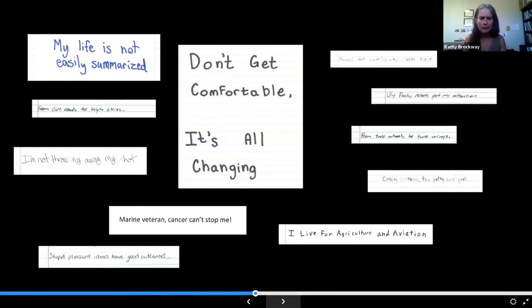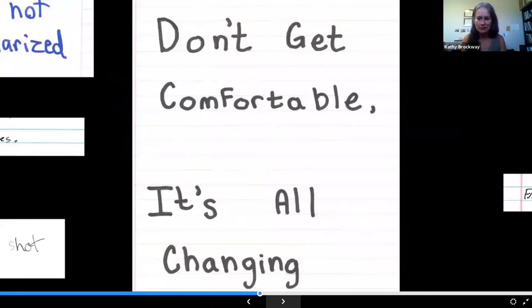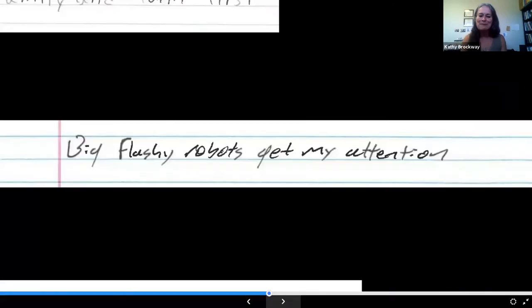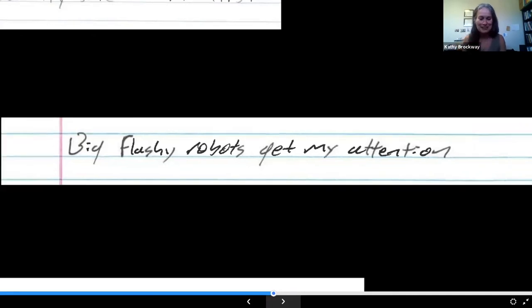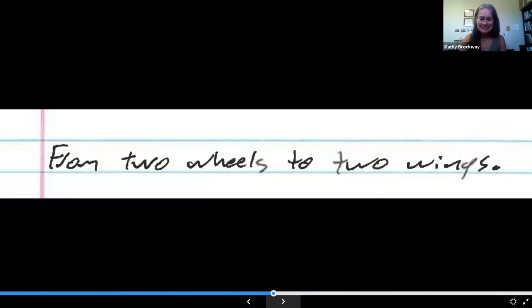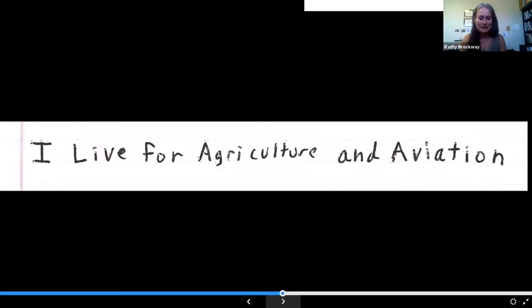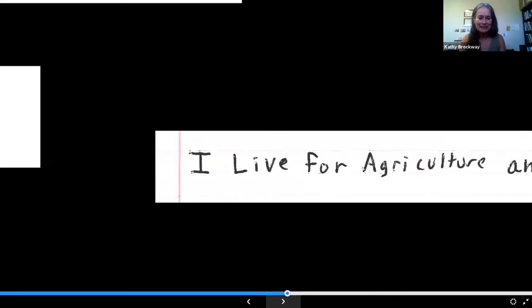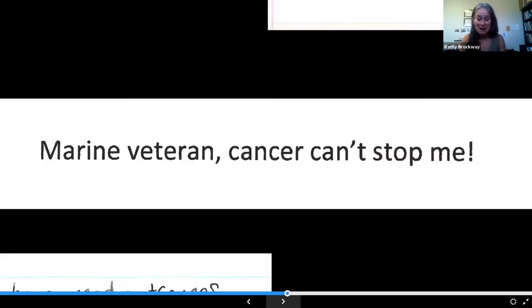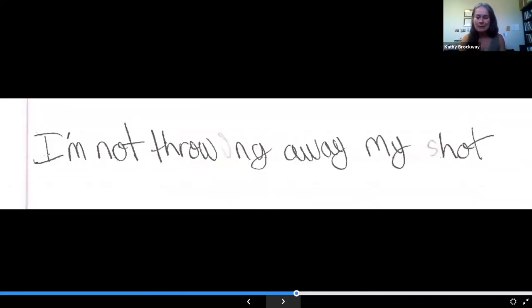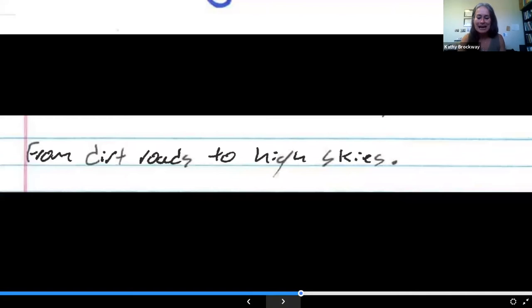So these are handwritten, all except one. Don't get comfortable. It's all changing. Always put family and farm first. Big flashy robots get my attention. We have a robotics degree, so I think that might be what it refers to. From two wheels to two wings, I would say that person is a pilot. Circling interests, a few paths, one goal. I live for agriculture and aviation. Marine veteran, cancer can't stop me. Stupid plan ideas have good outcomes. I'm not throwing away my shot. And then this student: from dirt roads to high skies, again, I think another pilot.